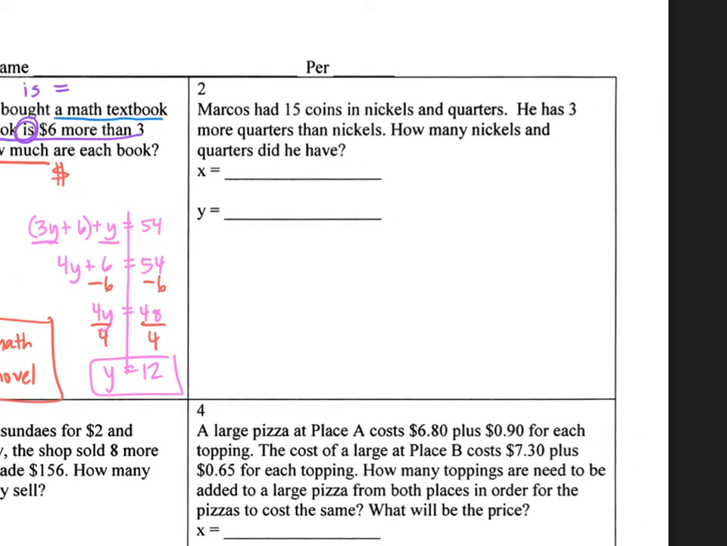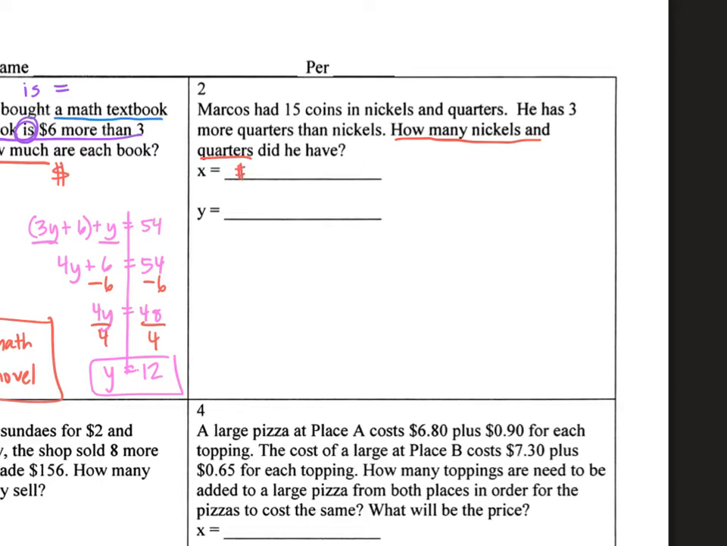Marcos had 15 coins in nickels and quarters. He has 3 more quarters than nickels. How many nickels and quarters did he have? Again, looking at the question, how many nickels and quarters did he have? We have 2 different types of coins, and how many means just the number of.